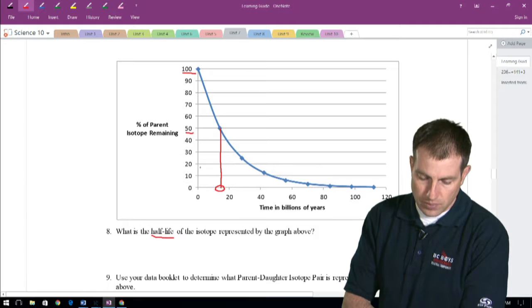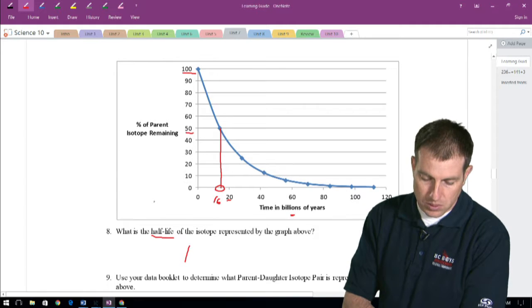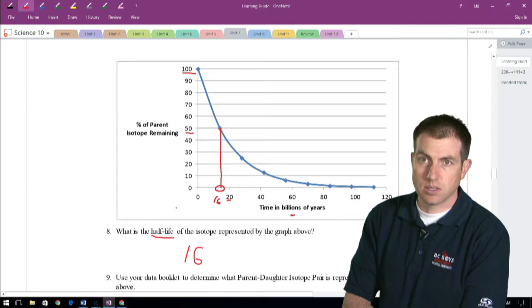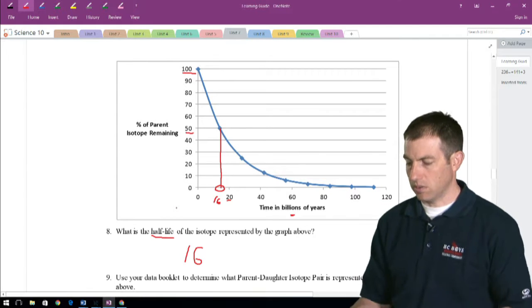So down here, this looks like this is time in billions of years. So this is 20 billion here. Right here, I'm going to guess at maybe like 16 billion or so. Looks like about 16 to me. So what is the half-life of the isotope? It looks like it's at about 16 billion years. I'll write the 16 down.